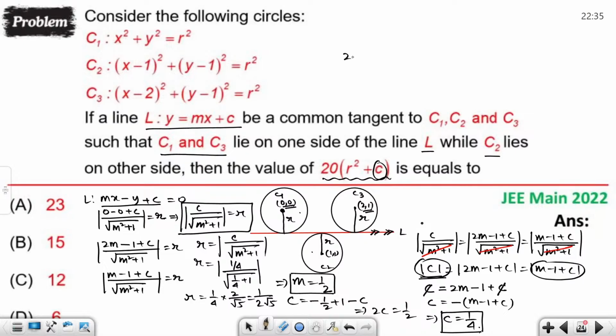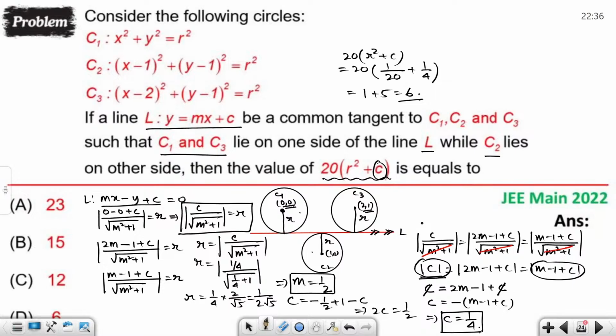Therefore, the value of 20 R square plus C will give us what? 20 into R square will give us 1 over 20 into 20, that is 1, plus C, which is 1 over 4. Am I correct or not? Yes. So now, if we simplify, we are getting 1 plus 5 over here. So the answer will be nothing but 6 only. Is it clear? Is this concept clear?